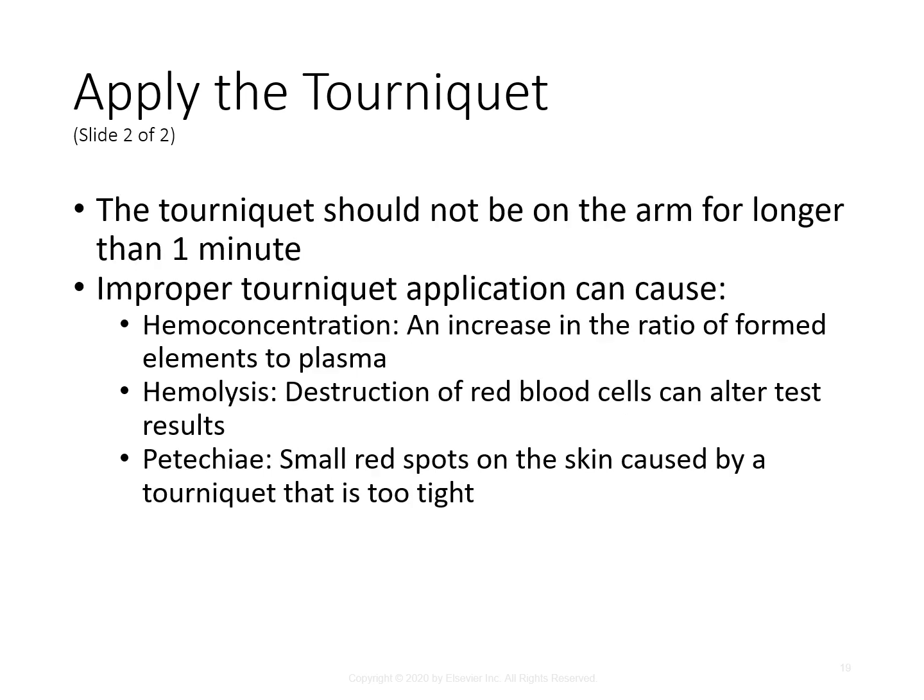So the tourniquet should not be on the arm for longer than 1 minute. An improper tourniquet application can cause hemoconcentration, which is an increase in the ratio of formed elements to plasma. It could cause hemolysis, which is the destruction of red blood cells, which can alter test results. And it could cause petechiae, which are small red spots on the skin that could be caused by a tourniquet that is too tight. So both hemoconcentration and hemolysis can cause test results that are not correct.